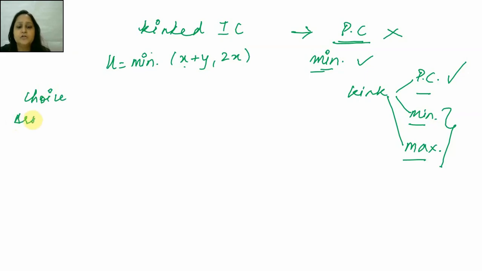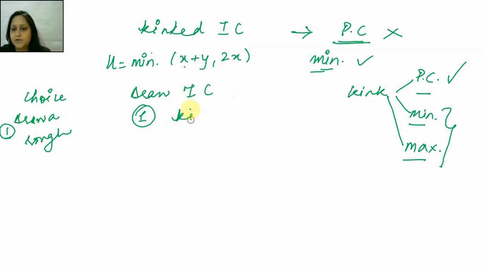We have to draw a rough sketch. अब रफ स्केच ड्रॉ करने के लिए हमारे को शेप पता होनी चाहिए. शेप पता होने के लिए हमारे को इसका किंक्ड आईसी बनाना पड़ेगा. What are the steps to draw the ICs?